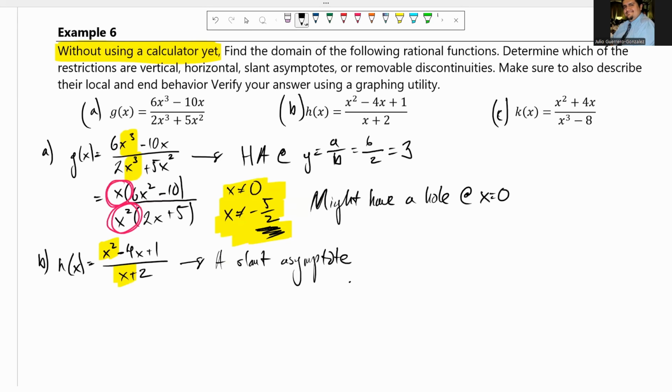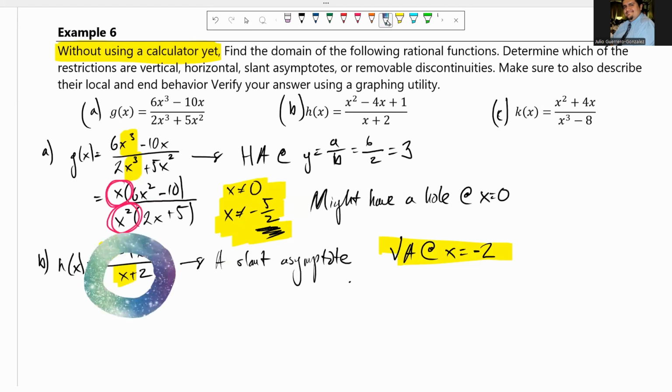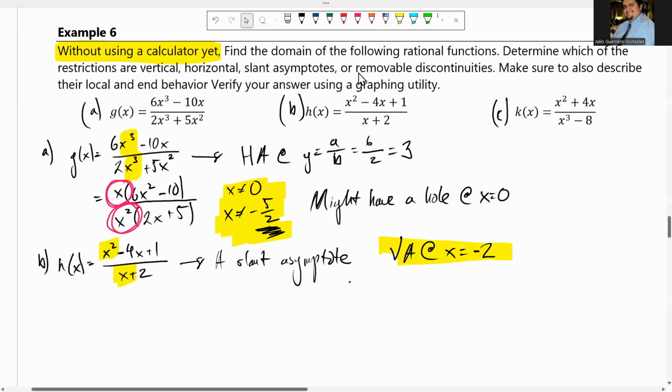For the vertical asymptote, right, we know that it's going to have one at -2. So notice I can't plug in -2 to that because if I do, I divide by 0. Can't do it, right? Okay, so for B, we have gathered, at least for now, that this thing should have a slant asymptote and it should have a vertical asymptote at -2.